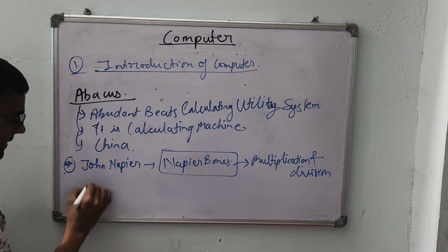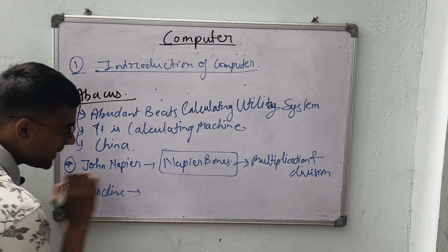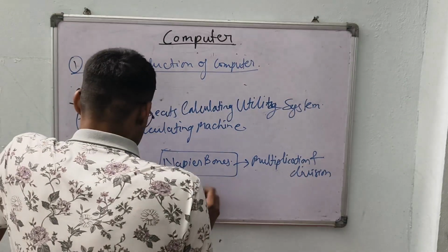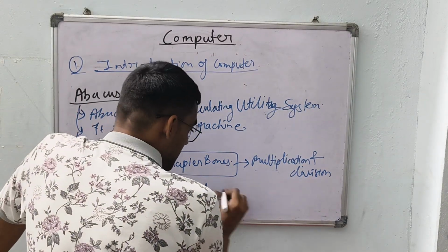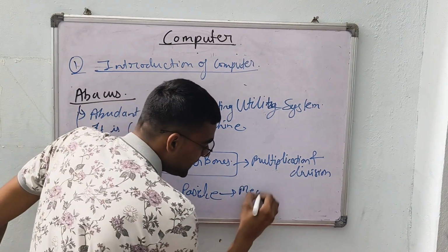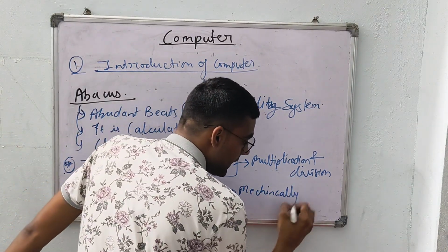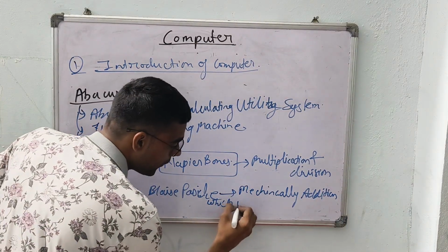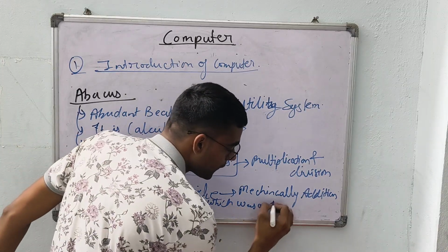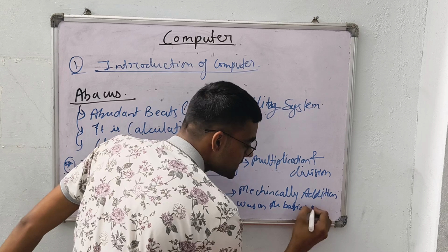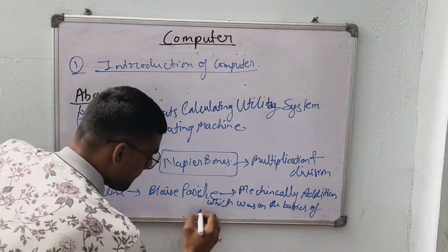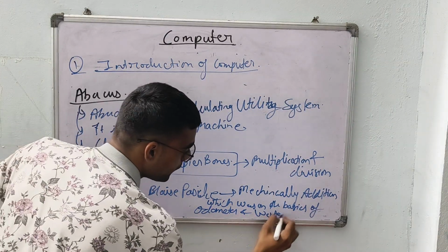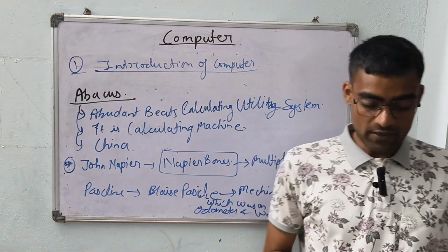And second is the Pascaline, discovered by Blaise Pascal. In that he discovered mechanical addition, which was on the basis of an odometer and a watch.